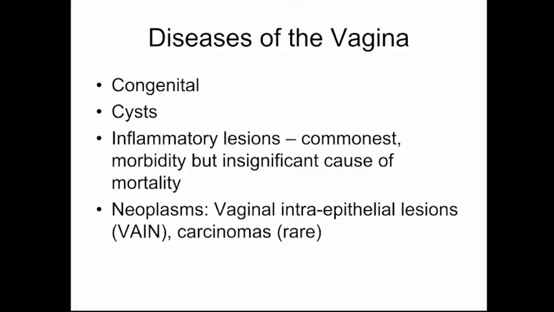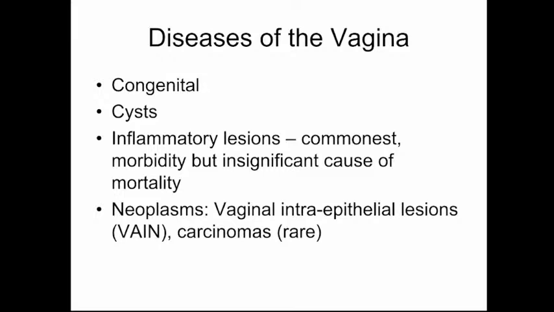So let's look at diseases of the vagina. And again, there are a variety of congenital lesions, which I'll not go into. You'll cover that in your gynecology. A variety of cysts and inflammatory lesions, which are the commonest cause of morbidity, but fortunately, they're insignificant in terms of mortality, hardly ever. But more important from the pathology point of view are vaginal intraepithelial lesions, not vulvar, vaginal intraepithelial lesions, sorry.